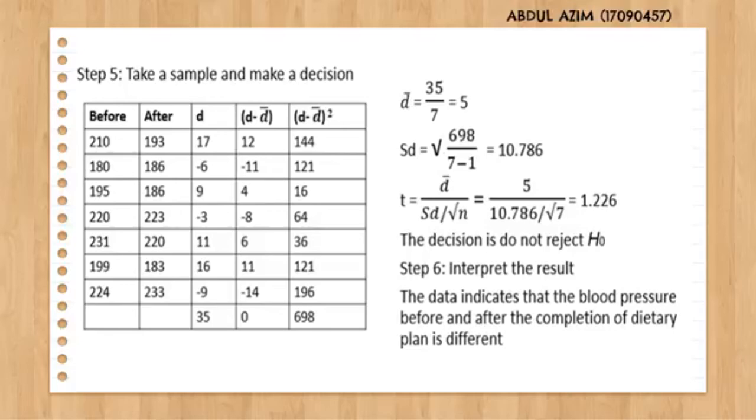So we will find the t-value by using the formula, and we will put all the info into the formula and we will get 1.226. So the t-value is less than the critical point. Therefore, the decision is do not reject the null hypothesis. In conclusion, the data indicates that the blood pressure before and after the completion of dietary plan is different. That's all from me. I will pass to the next presenter.